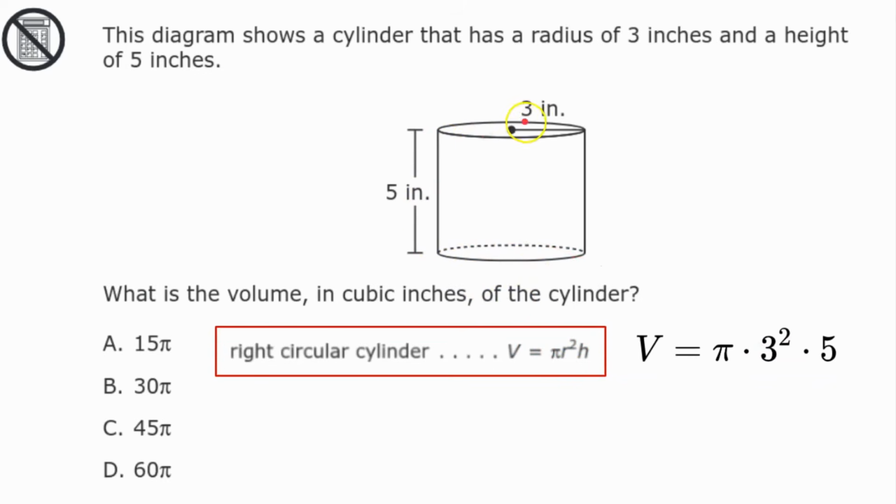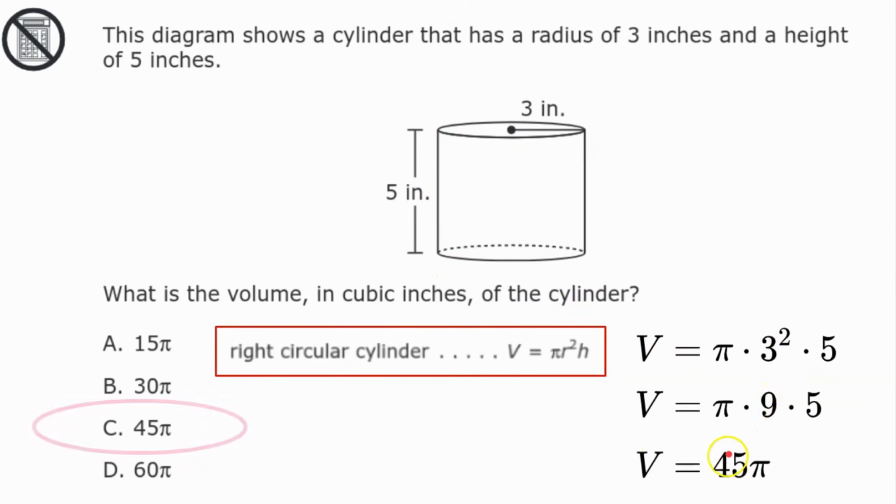So in this case, the radius of my circular base is 3. So r squared, 3 squared, times the height of my cylinder. It connects the two circular faces, so the height is 5. Now I just need to multiply. 3 squared is 9. 9 times 5 is 45. And they left it in terms of pi, so you don't multiply by 3.14. So our answer is C.